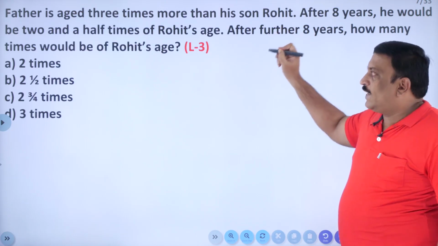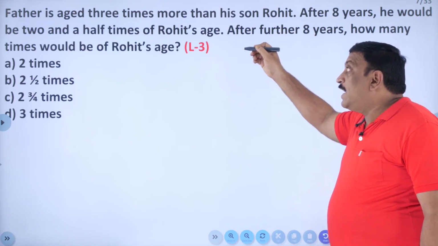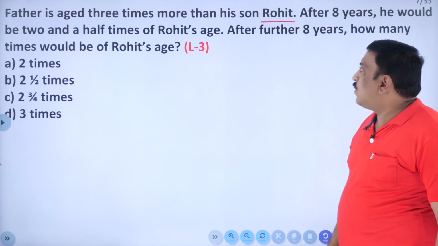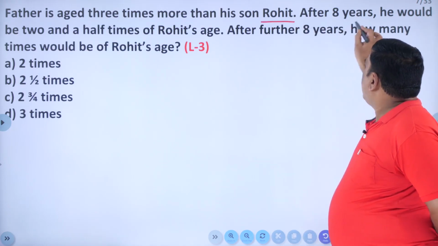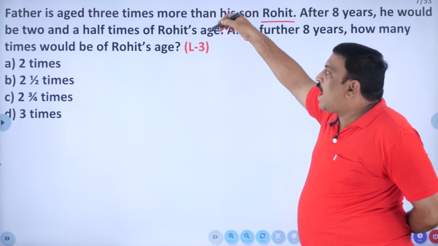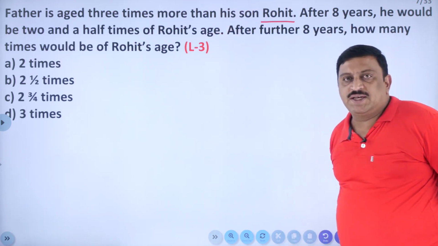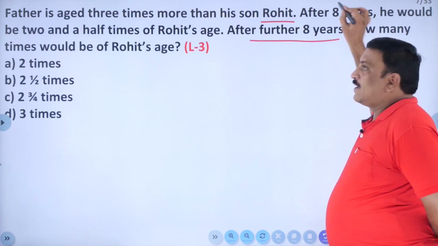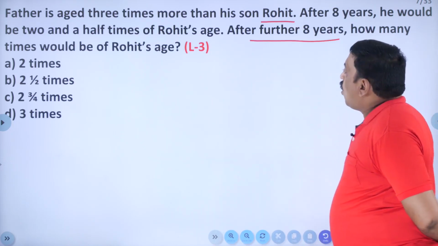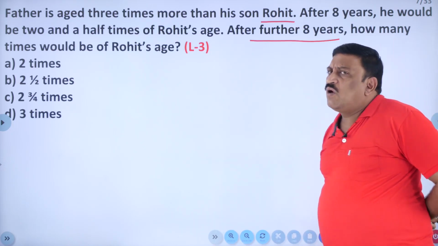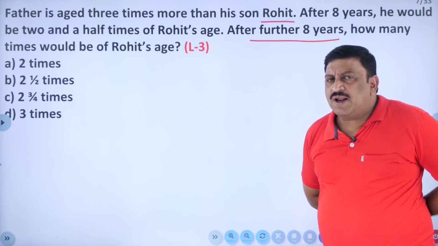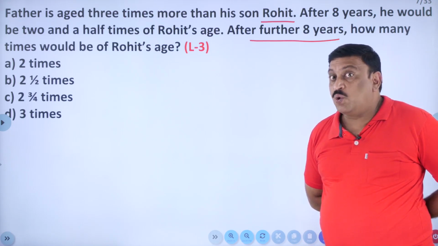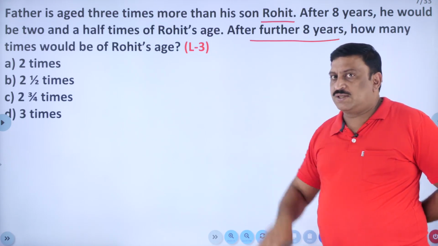Okay. Father is aged 3 times more than his son Rohit. So father and Rohit are there. After 8 years, he would be 2.5 times Rohit's age. After a further 8 years, another 8 years, how many times would he be Rohit's age? It is something like we have done one question. Almost 2 models we have done. Same concept, we have done 2 models.